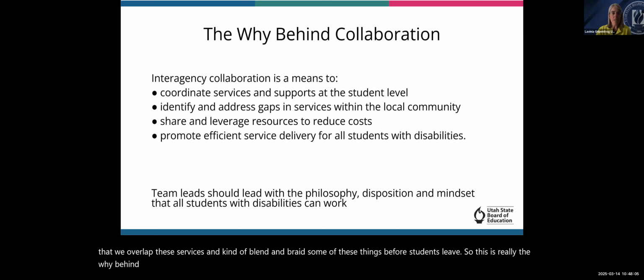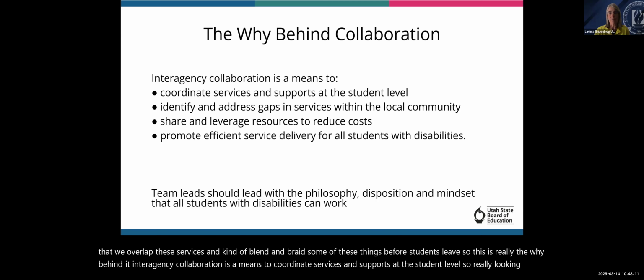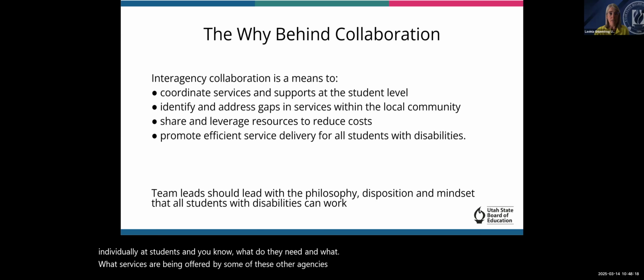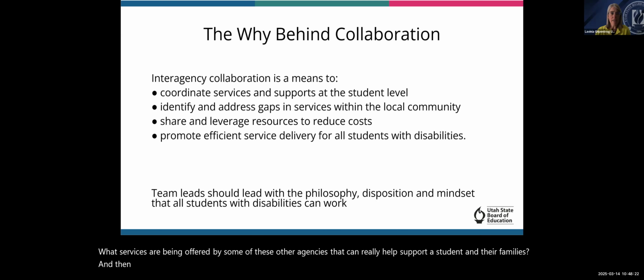Interagency collaboration is a means to coordinate services and supports at the student level. So really looking individually at students and, what do they need and what services are being offered by some of these other agencies that can really help support a student and their families. And then also to identify and address gaps in services. So I kind of mentioned that.